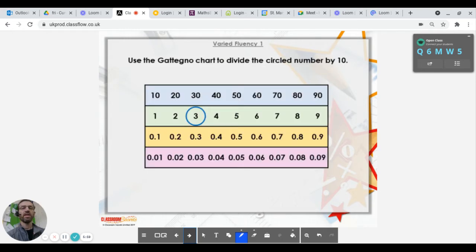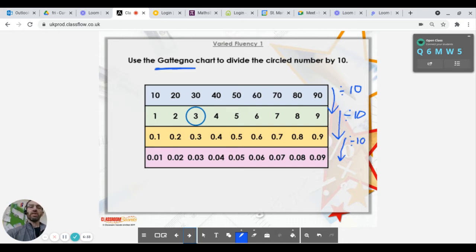Excellent. Moving on. I'm not very good at pronouncing this word. It's a Gattegno chart. Something like that. Anyway, it shows us how numbers change when we divide them by 10. So from here to here, there is a division by 10. The numbers are getting smaller from here to here. Again, you've got another division by 10. And finally, from the yellow to the pink, you've got division by 10.